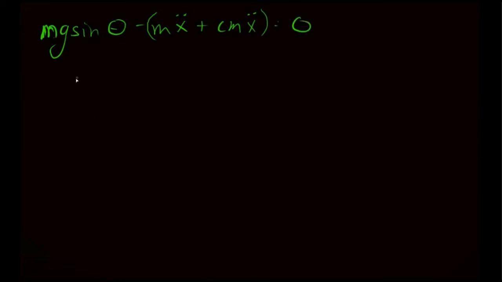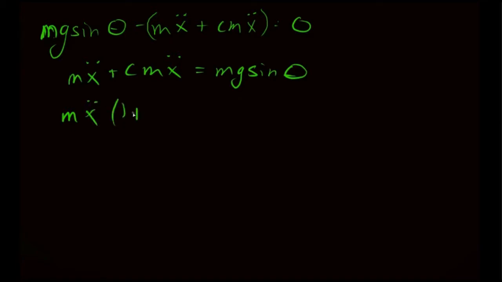From this, we can get the Euler-Lagrange equation as m g sine theta minus (m x double dot plus c m x double dot) equals 0. Massaging the equation a little bit, we can get m x double dot plus c m x double dot equal to m g sine theta. And then we can pull out the m x double dots and get m x double dot times (1 plus c) is equal to m g sine theta.